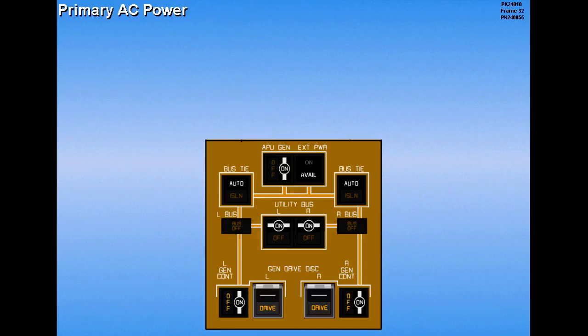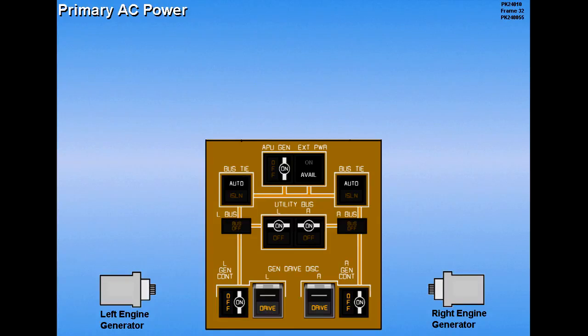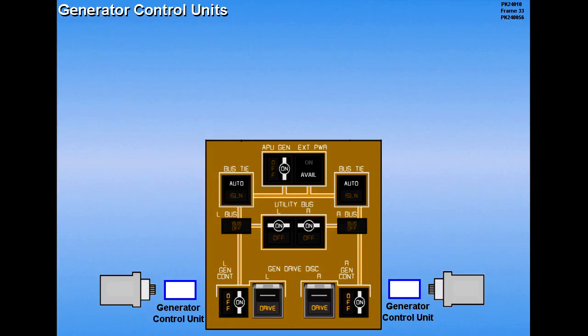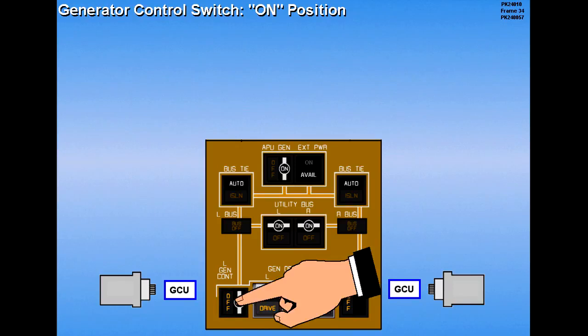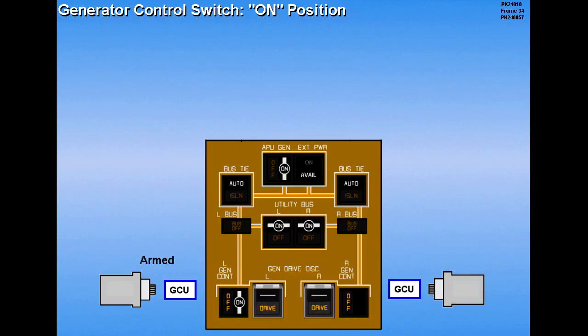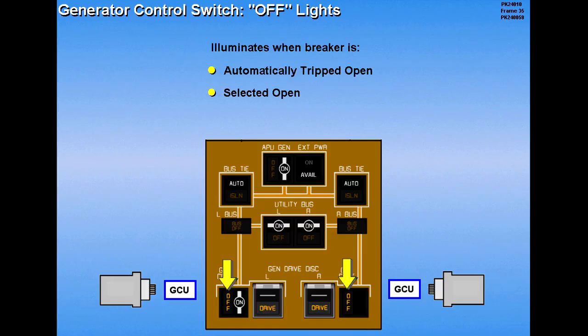After engine start, the primary source of AC power is the engine generators. The engine generators are controlled by generator control units, or GCUs, which are activated by the respective control switches. Pressing the switch to the on position arms the respective generator for automatic operation. The switch off light will illuminate if the generator breaker is automatically tripped open or manually selected open.